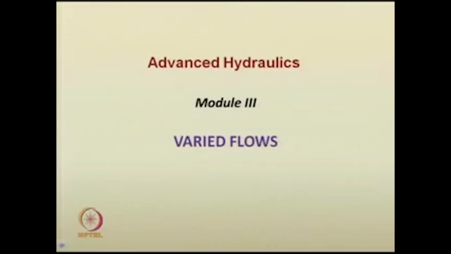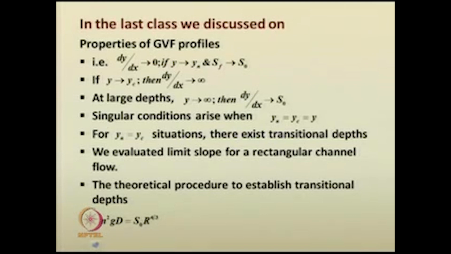We are back into our lecture series on advanced hydraulics. We are in the third module on varied flows. If you recall the last class, we had discussed the various properties of the gradually varied flow profiles. You have seen that the slope of the water surface, that is dy by dx, tends to 0 when the depth of the water tends to the normal depth, or the energy slope tends to the bed slope.